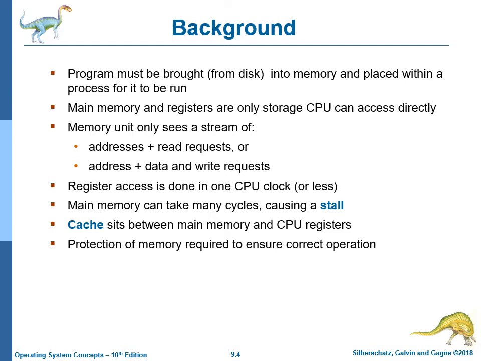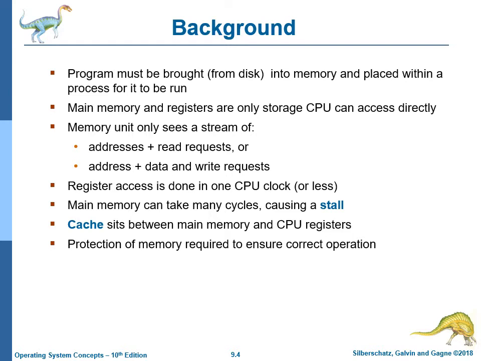So register access is done in one CPU clock, sebab dia laju compared to the main memory. The memory can take many cycles, which can cause a stall. Right, so sebelum ni you dah belajar, between the CPU and memory, ada satu lagi we call a cache. So cache ni dia akan sit antara memory dan CPU register. Whatever is executed yang ada dalam cache, dia tak perlu ambil lagi daripada memory, dia ambil daripada cache. If that's not inside the cache, then they have to fetch from the memory.